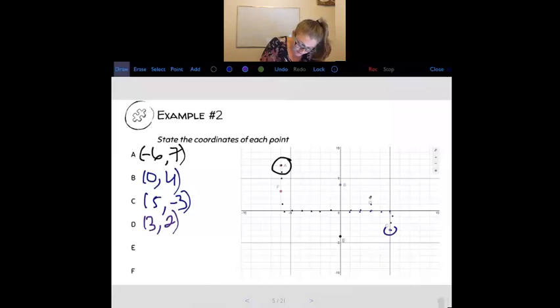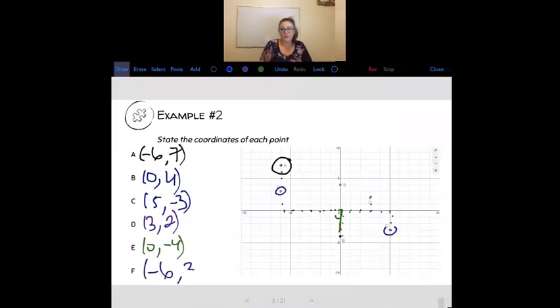Point E is also on the y-axis, so our x is going to be 0. Notice it lines up with 0 there. And we go down 1, 2, 3, 4, so negative 4. Okay. And then point F, where's point F? Oh, I see. Okay, so point F, we go over 1, 2, 3, 4, 5, 6, and then we go up 3. So we went left 6, so negative 6, up 3. So our y value is positive 3. So when it comes to the coordinate plane, you could be asked to graph points or identify certain points.